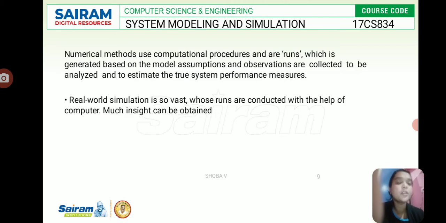Numerical methods use computational procedures, and more runs are generated based on the model assumptions, and observations are collected to be analyzed and to estimate the true system performance measures. For example, runs in the sense we can say are productions.